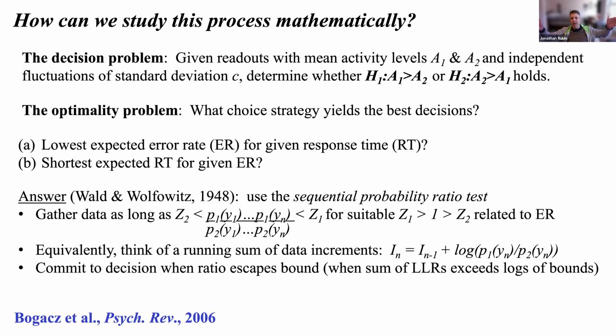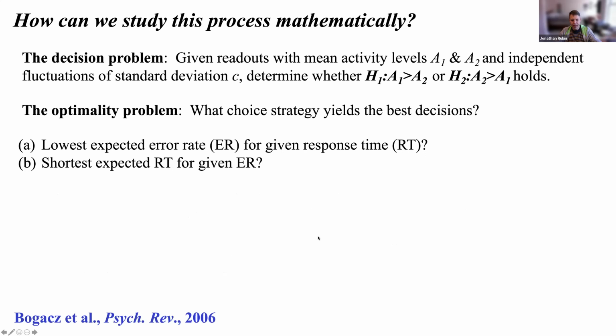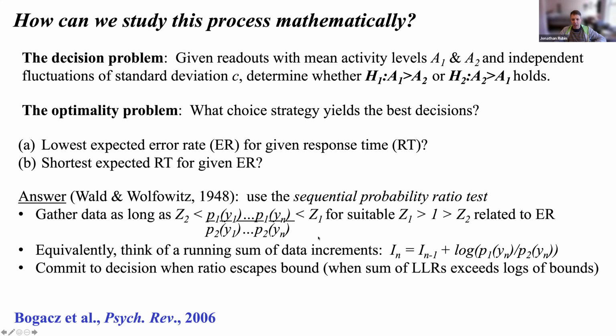So over your next sample, you get probabilities, your next sample, you get probabilities, and so on. And then you have some bounds. One of the bounds is bigger than 1, one is less than 1, and when your ratio eventually exceeds the corresponding bound, you choose either option 1 or option 2. Equivalently, you can take logs, and a more natural way to think of it is to take sums of the logs of the probability ratios over each increment of evidence that you've collected. Likewise take the logs of the bounds, and then you commit to your decision when the ratio escapes the bounds. So this is the best approach to this problem algorithmically.